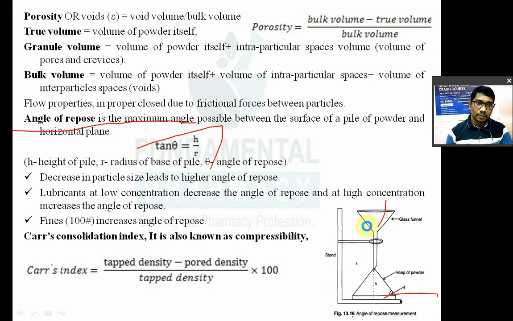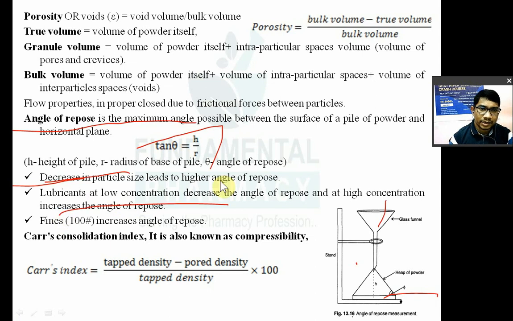Right. Now h is nothing but the height of the pile, r is the radius of the pile, and theta is the angle of repose. A decrease in the particle size leads to an increase in the angle of repose. A question has come on this, I said last time. If the particle size is decreased, the angle of repose will be increased. Now, lubricant at low concentration will decrease the angle of repose, and at higher concentration they will increase the angle of repose. These three lines are very important.